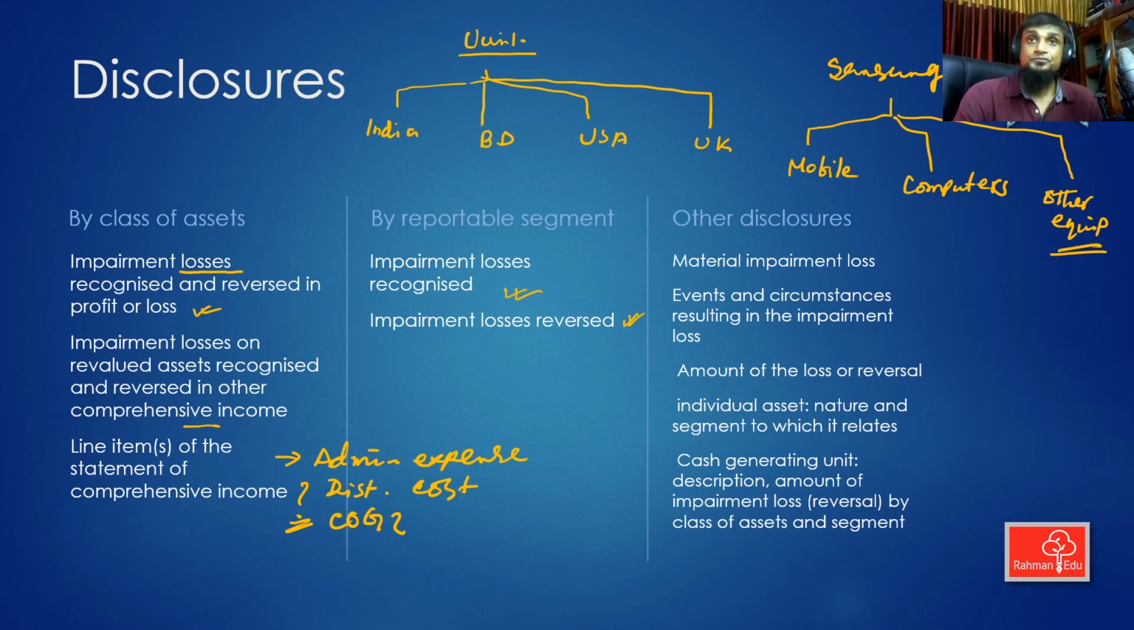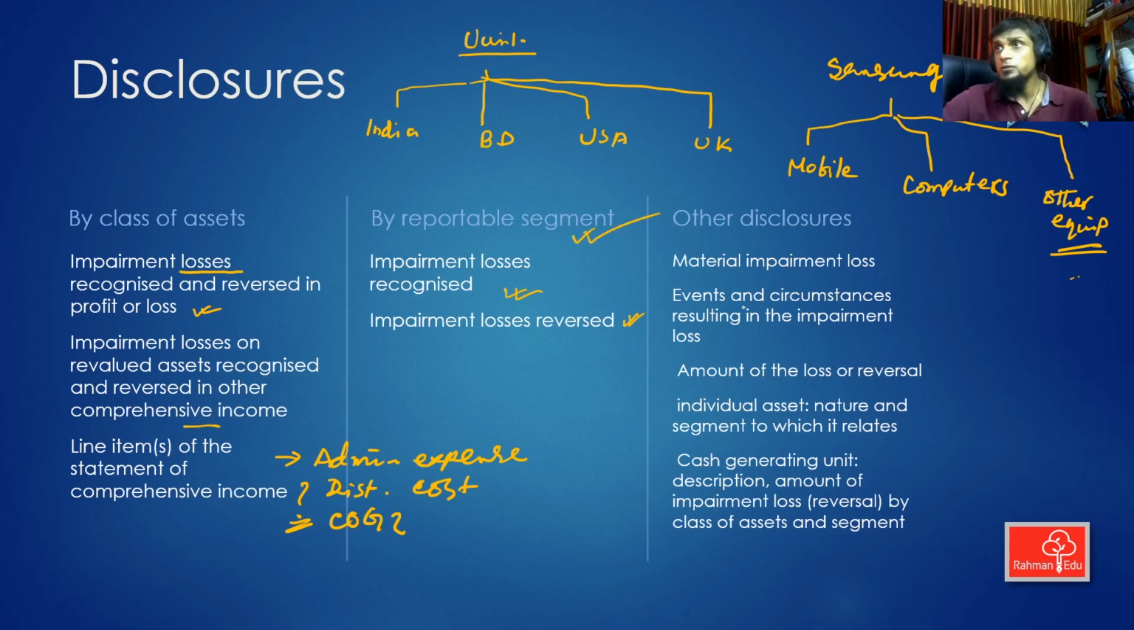Now, in their financial statement, they need to produce this kind of table: how much revenue they earned from mobile phones, from computers and related things, and other things like television, refrigerators, washing machines, that can fall in other equipment. Similarly, impairment loss and reversal needs to be disclosed based on segments. That's your segment reporting.